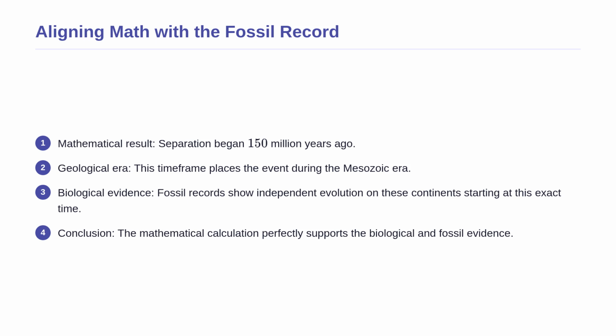When we look at the fossil record, we see that animals on South America and Africa began evolving independently into distinct species at that exact same time in history. The mathematical proof we just arrived at perfectly supports the biological evidence found in the ground. It confirms that the timeline of tectonic movement matches the timeline of animal evolution.